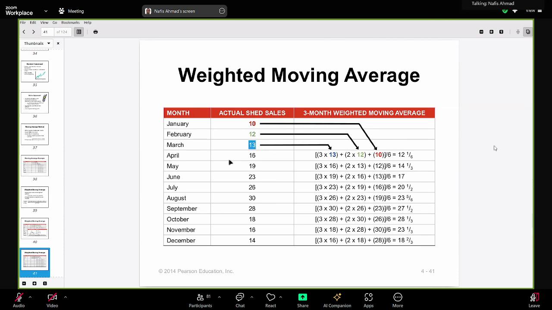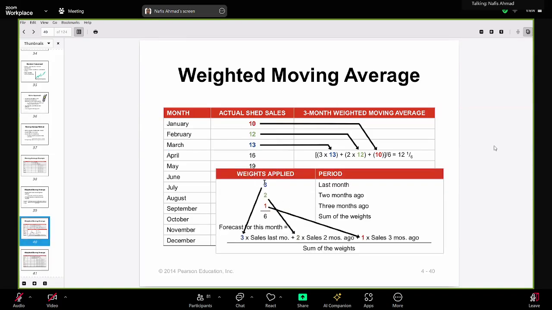Now we want to predict the demand for April. The actual sales is not known in advance, so we will predict first, and after the end of April, we'll get the actual data. The weights will be mentioned in the question, in terms of numbers. It may be in terms of percentage, or in terms of fractions, in different ways. So you should be careful about using this equation.